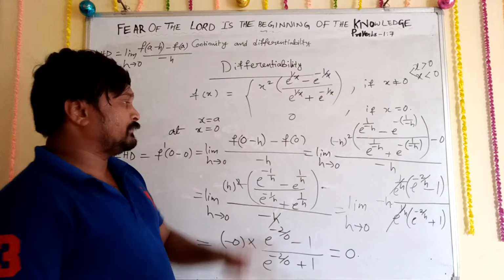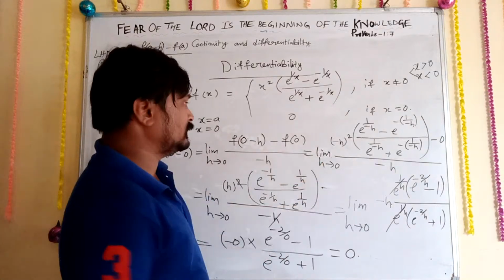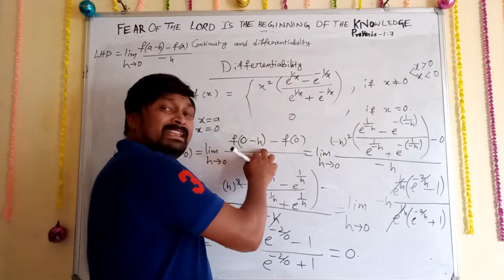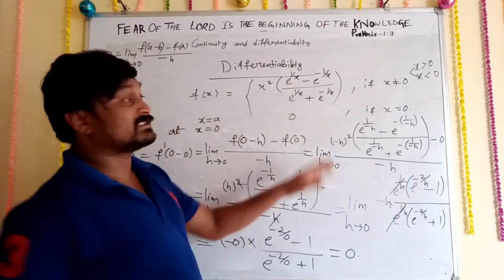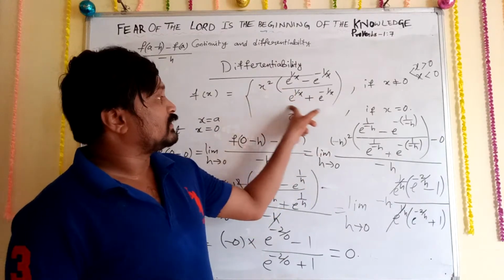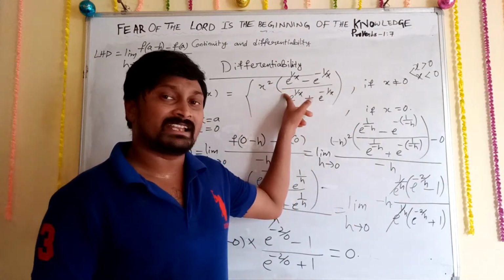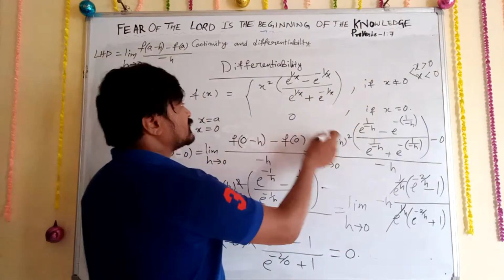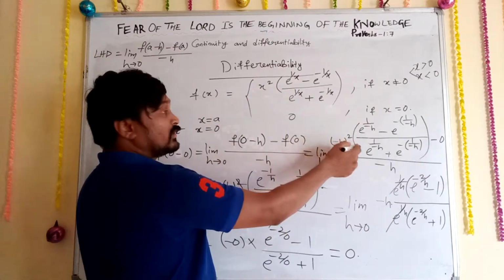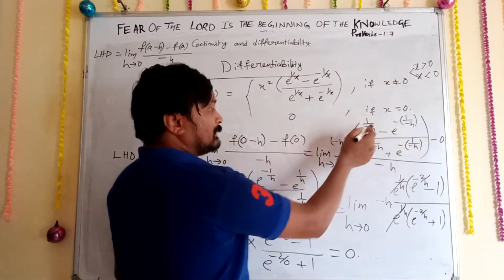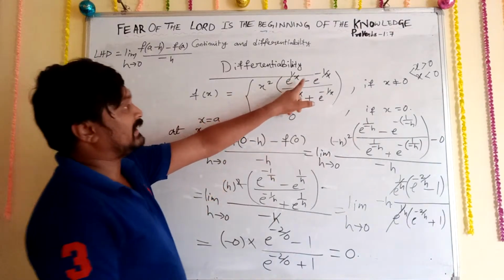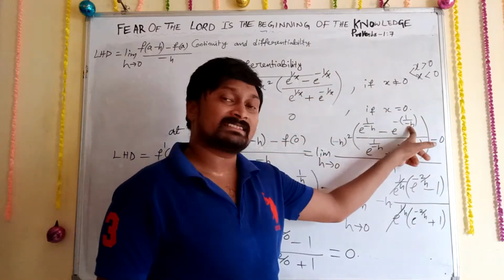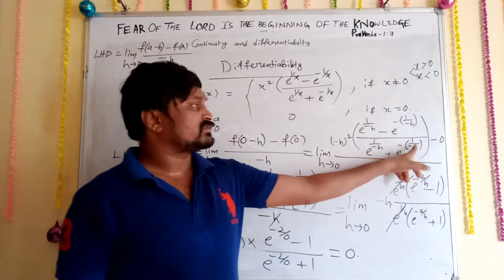So after that, what we need to do is limit h tends to 0 minus. Here f of 0 minus h means f of minus h. Then what is your function if it is negative of 0? That means this is your function. In this, wherever x is there, substitute minus h. So here x square means minus h whole square. Then e power 1 upon minus h, because 1 upon x means 1 upon minus h. Then the same thing we applied here.